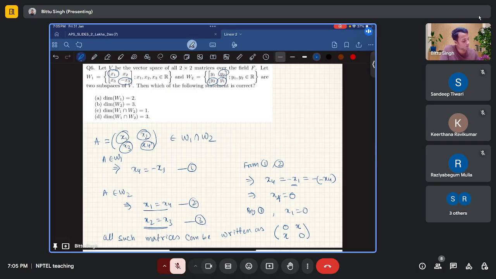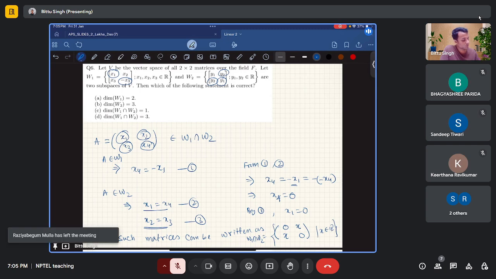From here, you can see that W1 intersection W2 will look like this, where x belongs to the real numbers, which is the same as x times the reverse diagonal, right? It is the same as x times 0, 1, 1, 0. So there is only one linearly independent vector generating that vector space W1 intersection W2. Therefore, this is the correct answer. Dimension of the intersection is 1.